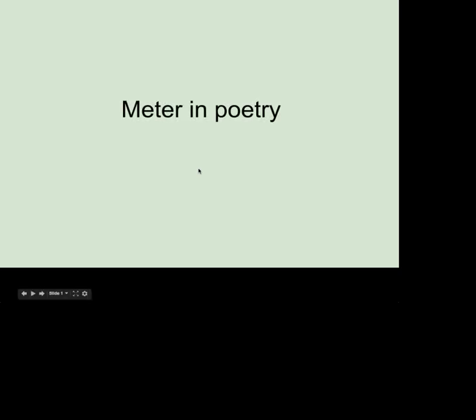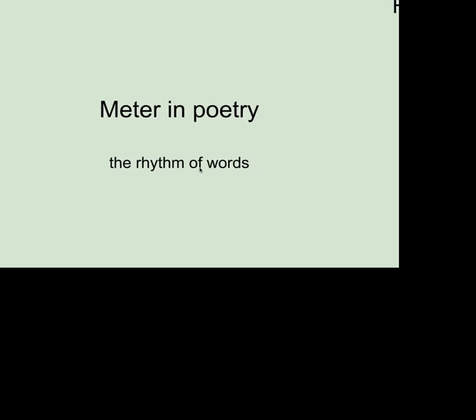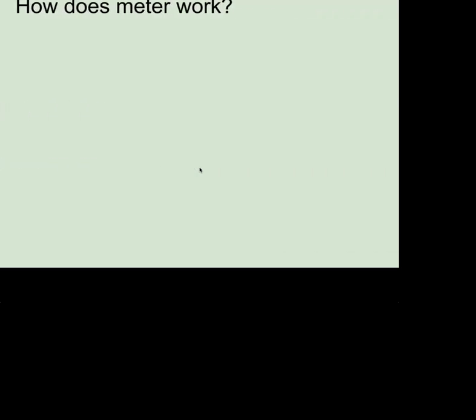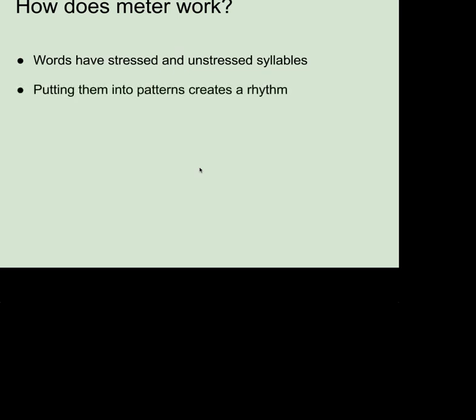This week in British literature, we're going to be studying a special kind of poem called the sonnet. And sonnets rely heavily on meter. Meter is just the rhythm of words that's used in a poem and very often in song lyrics. So exactly how does meter work? Well, if you think about it, when we speak, words naturally have stressed and unstressed syllables in them. And when you put them into patterns, that can create a rhythm.